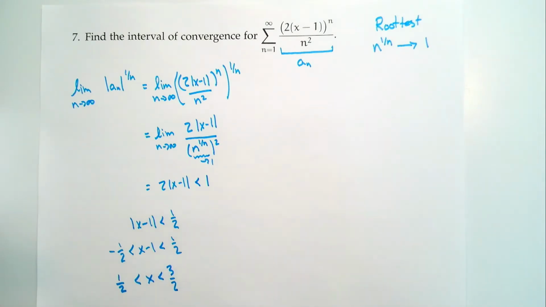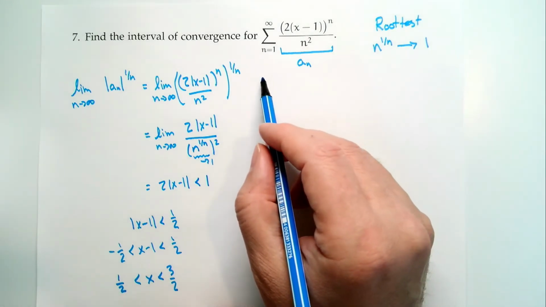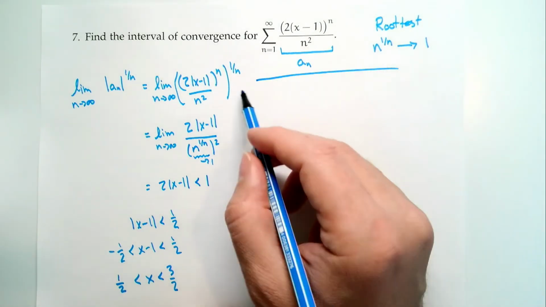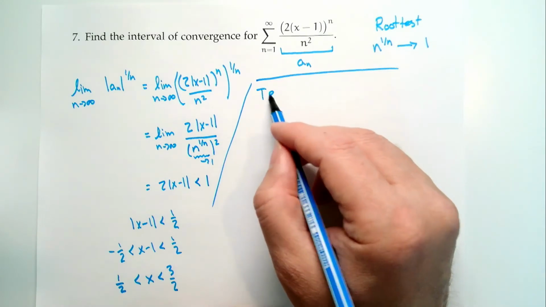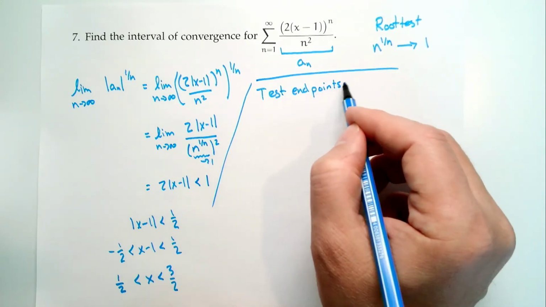Now we're not done yet. What we know for sure is in between these 2 points, 1 half and 3 halves, we're going to converge. And we're going to converge in a really nice way. If I'm bigger than 3 halves or I'm below a half, we already know it's going to diverge. But the question is, what happens exactly at those points? So, how do we figure that out? Well, we've got to test the endpoints. And we have to test both of them.